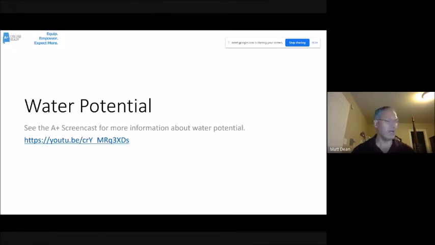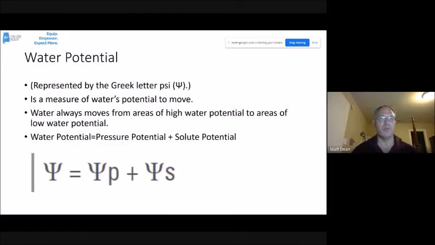All right, another important concept in this unit is water potential. This is one of the math concepts that are tested on the AP exam fairly regularly. So we're going to talk a little bit about water potential. Water potential is often abbreviated or represented with the Greek letter psi. Sort of looks like Poseidon's trident. Poseidon's the god of water, so that makes sense.